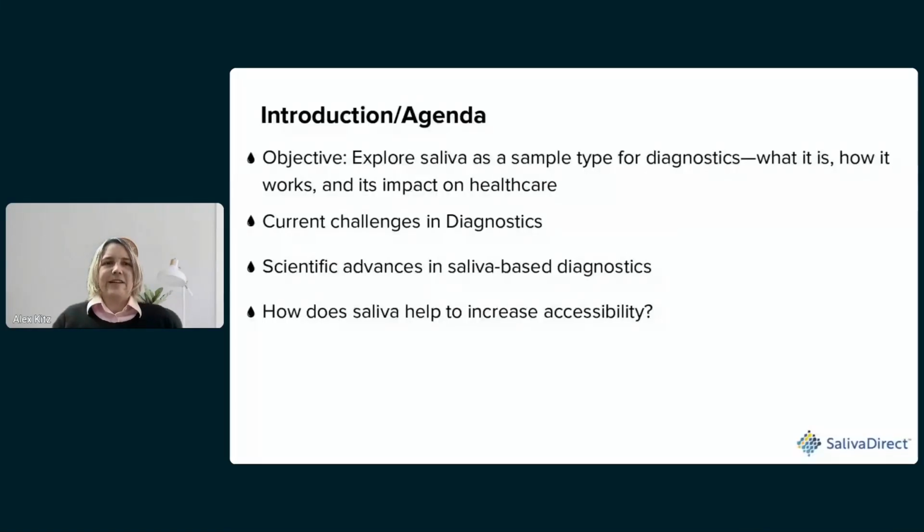Okay, I'll first give you a brief overview of the topics I'm going to cover today. First, the objective of the talk is to explore saliva as a sample type for diagnostics, what it is, how it works, its impact on healthcare. I'm going to touch briefly on the current challenges in diagnostics and also show some examples of scientific advances in saliva-based diagnostics over the last 20 to 25 years. And then we'll dive into how saliva can help to increase accessibility. Brief disclaimer, I'm a molecular biologist by training and focus a lot of my time on developing RT-qPCR-based assays, so it's a little bit biased towards that technology.